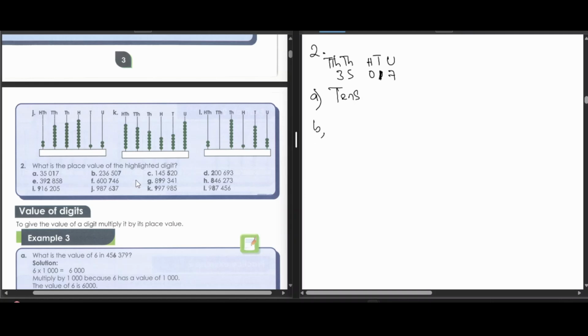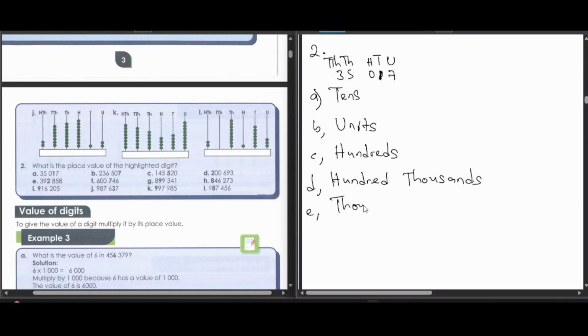Saka tikaenda pa B tikuona kuti iri highlighted ndiye kupedzisira kunoku, which is units. Tikaenda pa C tinoona kuti iri highlighted ndiye its units, tens, hundreds, saka hundreds. Tikaenda pa D tinoona kuti iri highlighted ichi units, tens, hundreds, thousands, 10,000s, 100,000s. Saka ndikumanyora sezvaari. Tikaenda pa E tinoona kuti iri highlighted i thousands. Tikaenda pa F tinoona kuti iri highlighted i hundreds. Tikaenda pa G iri highlighted i 10,000s.